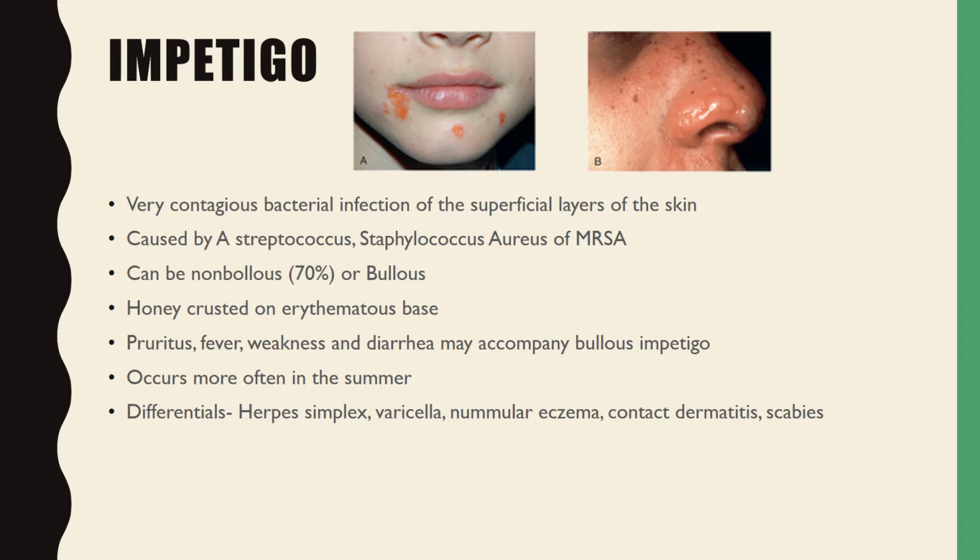They can have pruritus, fever, weakness, and diarrhea that accompanies the bullous impetigo. It occurs more often in the summer. The differentials you want to think about are herpes, varicella, nummular eczema, contact dermatitis, and scabies.